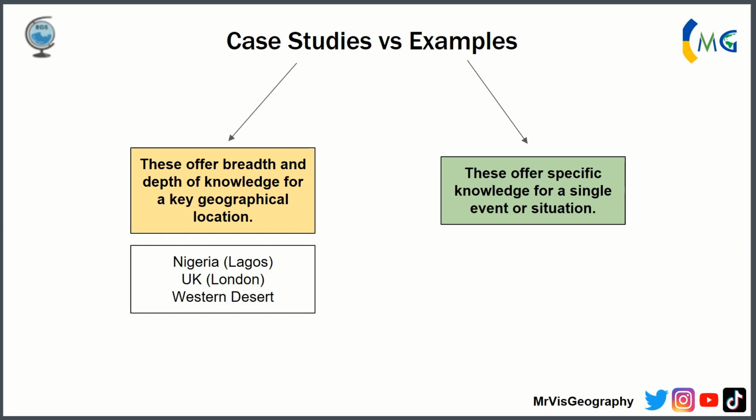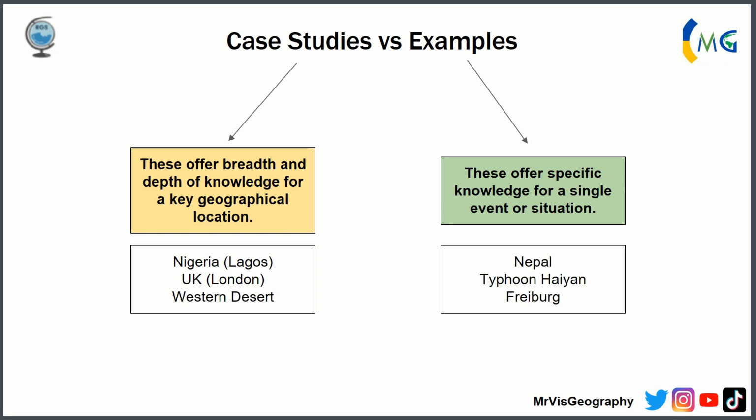An example of a case study would be Nigeria or Lagos, the UK or London, or the Western Desert. For Nigeria, we spent a good 5-6 lessons. Lagos, 5-6 lessons. Same for the UK, London. Western Desert, we did about 4 lessons. Whereas lessons on the Nepalese earthquake, Typhoon Haiyan, or sustainability in urban unit in Freiburg were all just a 1 hour lesson.